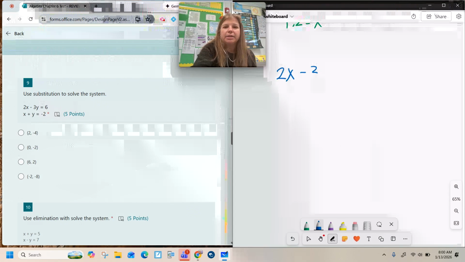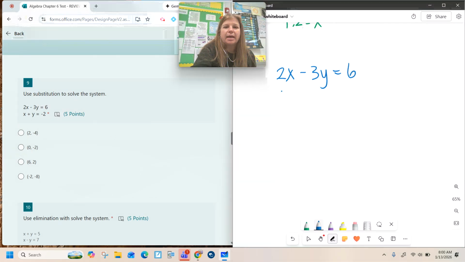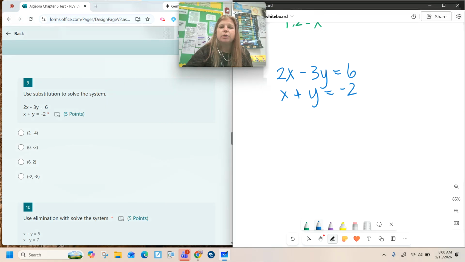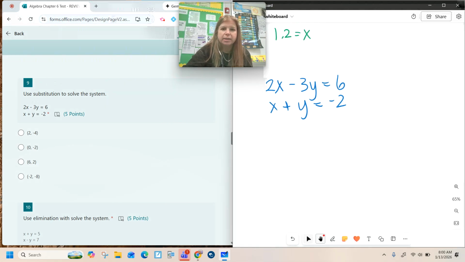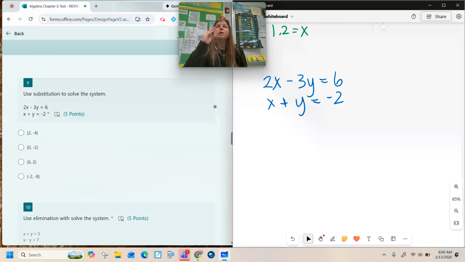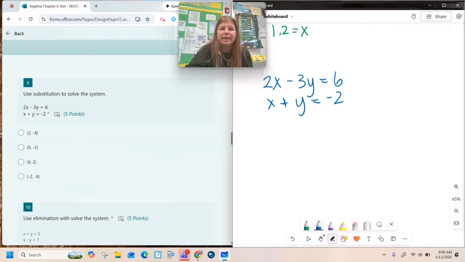Number 9, same thing, substitution. 2x minus 3y equals 6, and I have x plus y equals negative 2. Now, the problem right off the bat here is that neither of these equations is x equals or y equals. In mathematics, you are allowed to manipulate equations to make them be in the order and form that you want. And you could be selective, right? I see the first equation, 2x minus 3y equals 6.